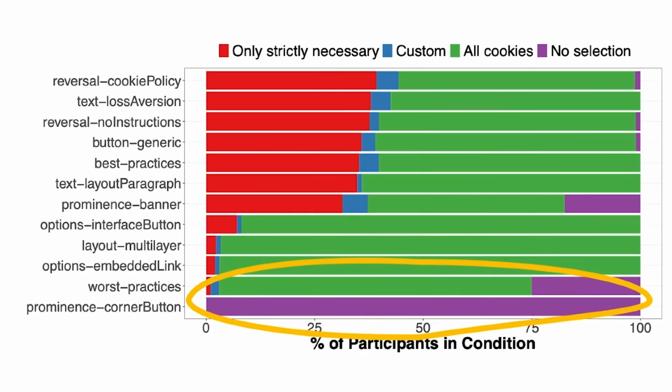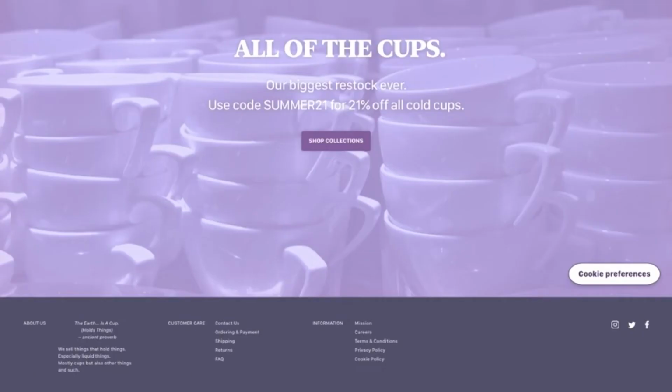We can also see that in the corner button condition, not a single participant made any kind of cookie decision. The bar is all purple. In fact, in all the non-blocking interfaces, there were some participants who did not interact with the cookie banner at all, and participants in these conditions had much less awareness of what their cookie options were.